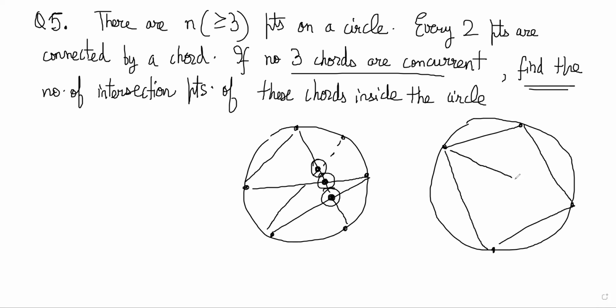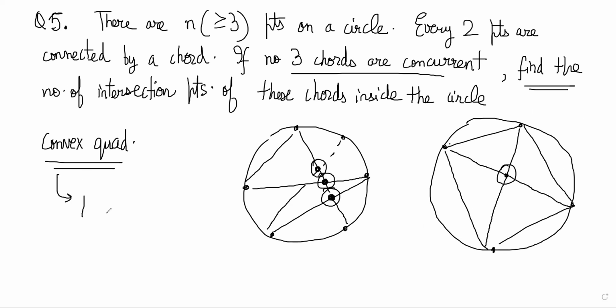But there will also be one alternative chord like this, right? When you take any 4 points on a circle, they make a convex quadrilateral. And if you have a convex quadrilateral, the two diagonals will intersect inside the circle. And for each quadrilateral, there is only one intersection point inside the circle.